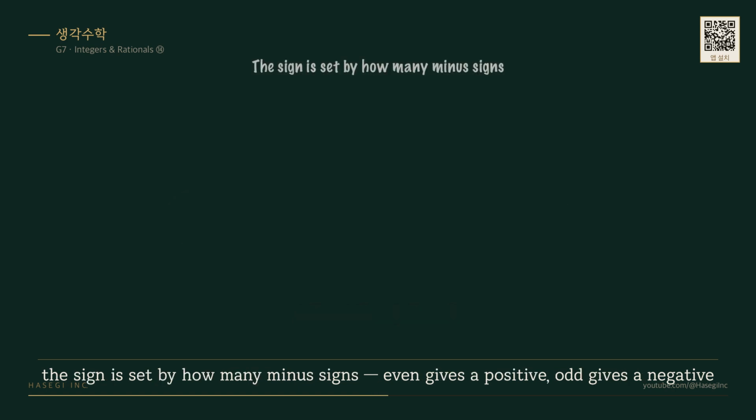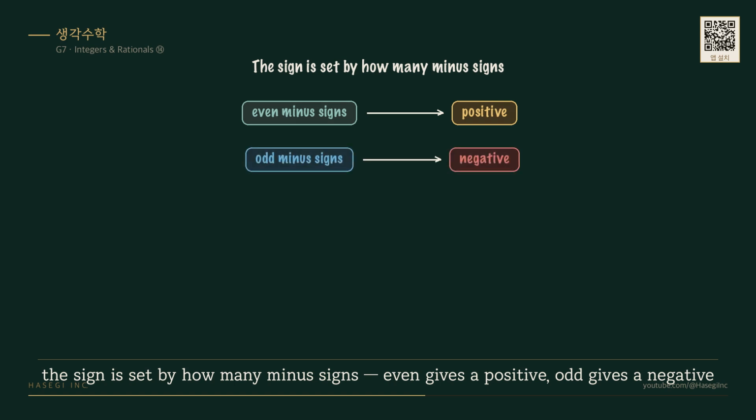So the sign is set by how many minus signs there are. An even number of them gives a positive, an odd number gives a negative. For the size, just multiply the absolute values.